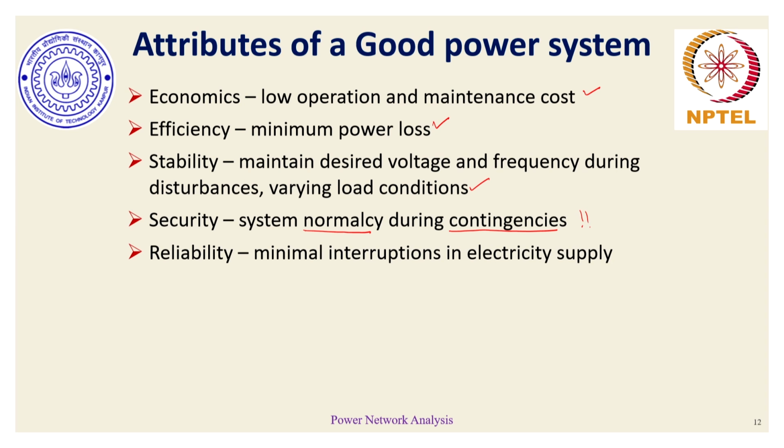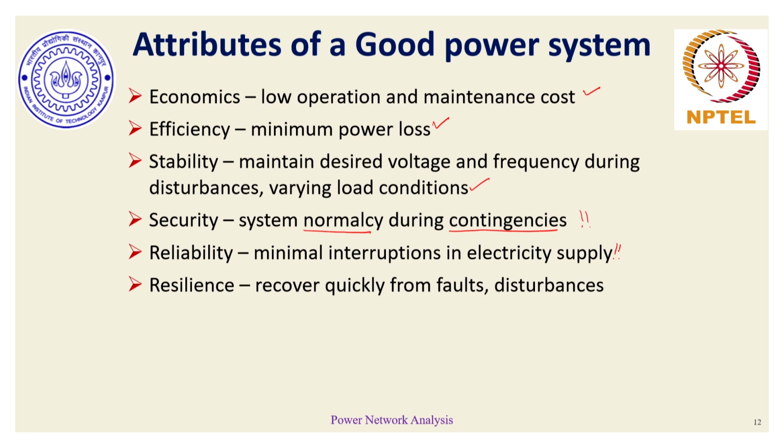Reliability is another attribute which emphasizes that the network should have minimal interruptions, minimal disturbances, minimal loss of electrical power, and minimum loss of load while supplying electricity. If that loss of load can be minimized, a system would automatically become reliable.